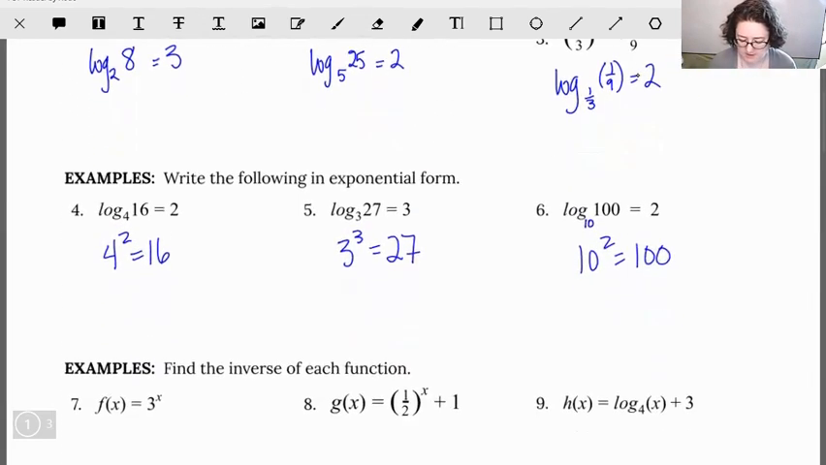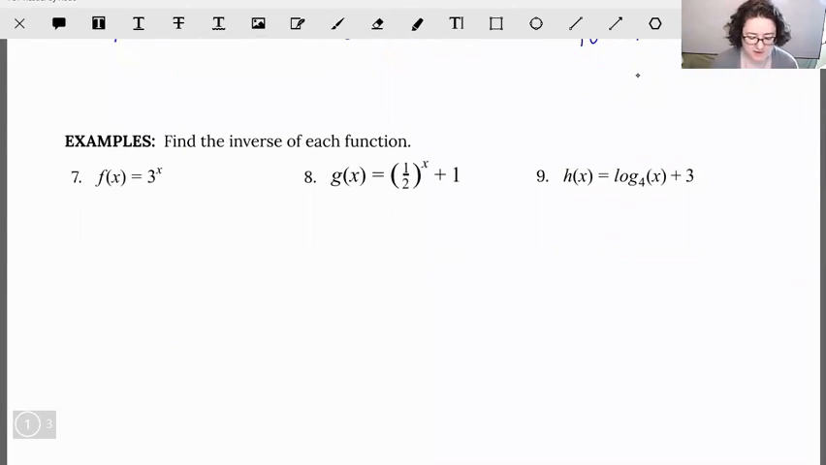So in examples 7 through 9, find the inverse of each function. So f of x, well, inverse of f of x, throw a log in front of it, log base 3 of x. There's our inverse. That's it.